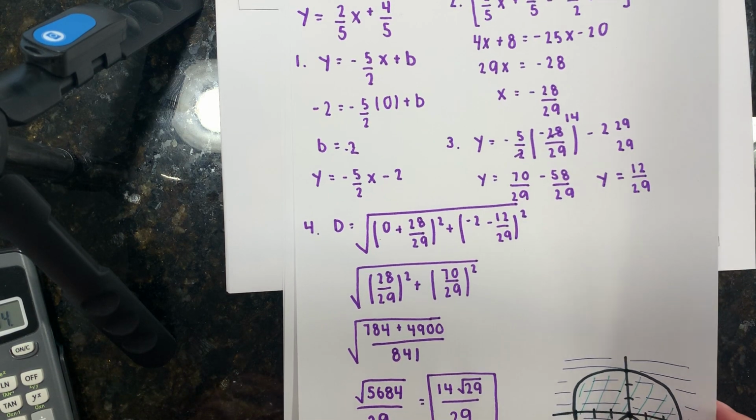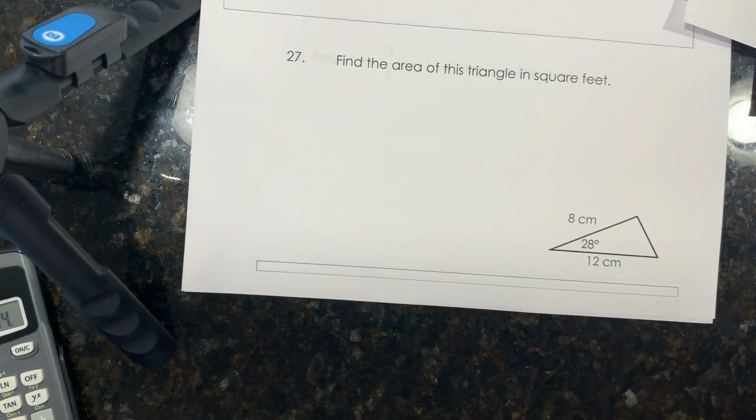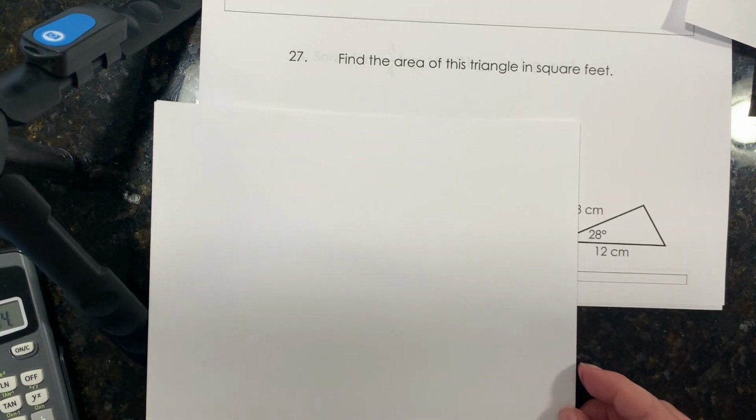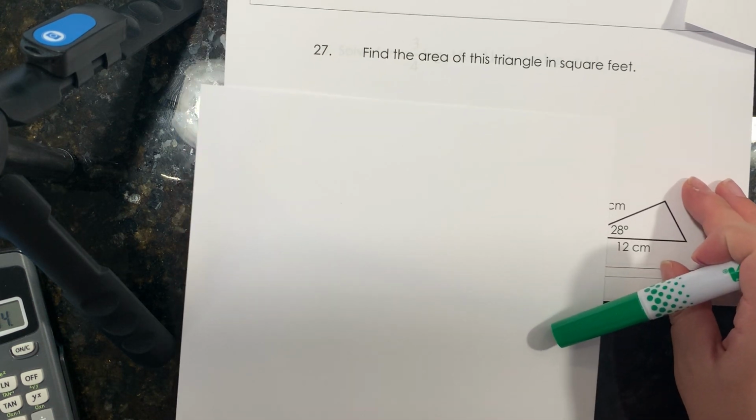So now we're going to look at number 27. We are trying to find the area of this triangle in square feet. Notice that it's currently in centimeters though. So when I'm done, or I could do it before, I need to convert my answer from centimeters to feet. So it's up to you if you do it at the beginning or at the end. I'm going to do it at the end.